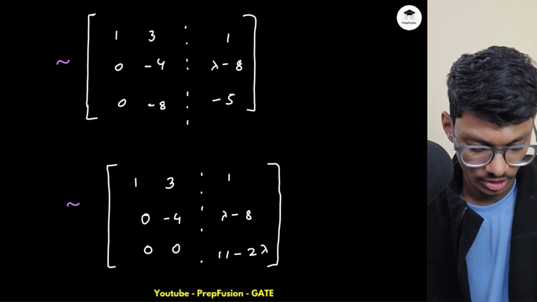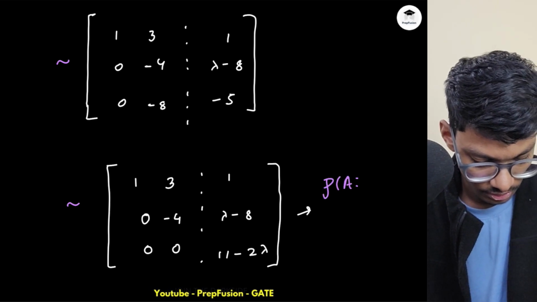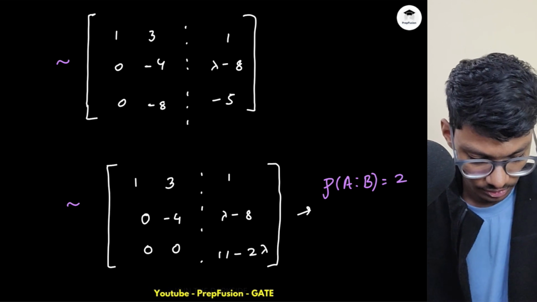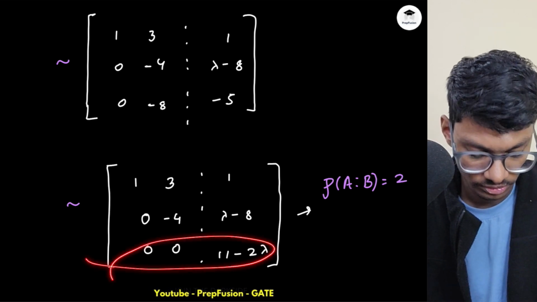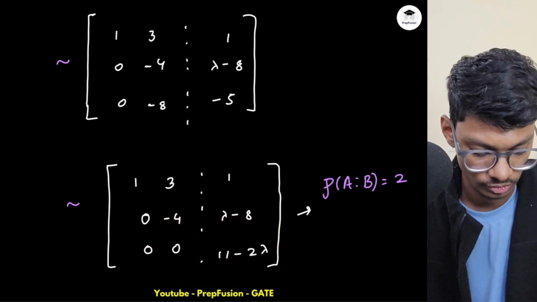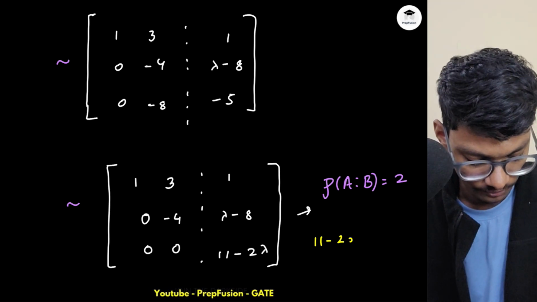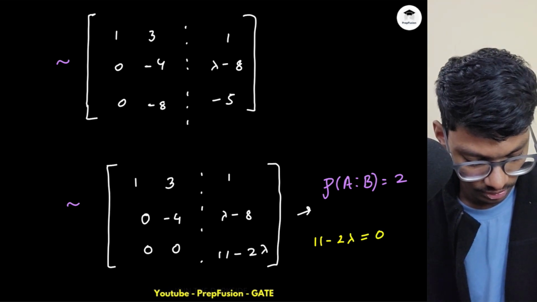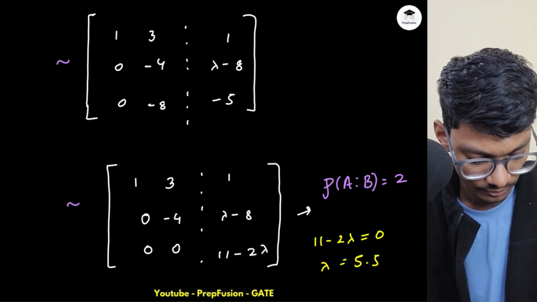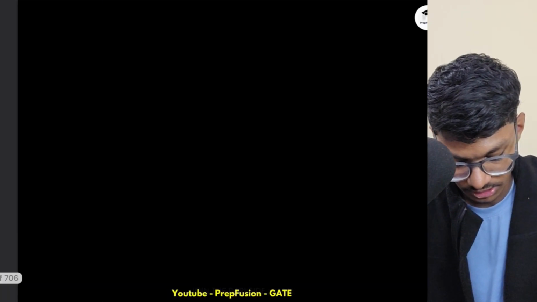So what needs to happen? My rank of AB needs to be 2, so this whole row has to be 0. I need the third row to be a row of 0s. So 11 minus 2 lambda should be equal to 0. It's not alpha, it's lambda. So lambda will be equal to 5.5. This is basically method 1.